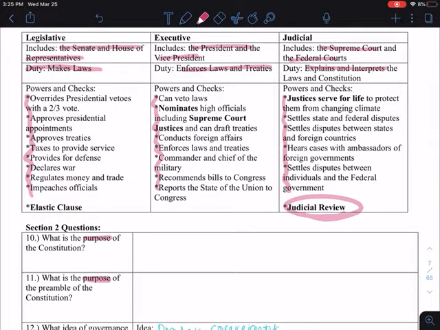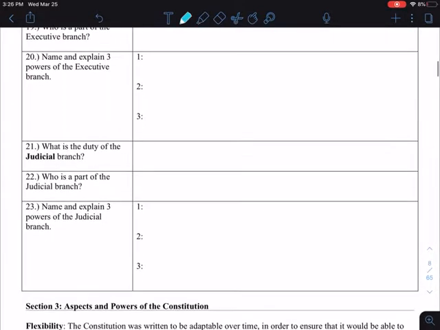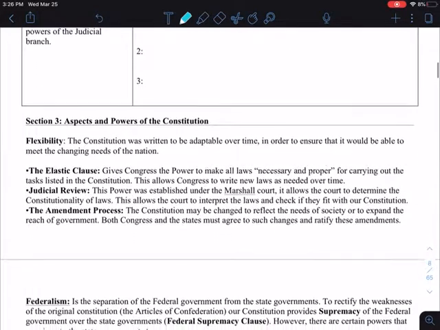Most notably, we want judicial review, and if we remember, this is Marbury versus Madison. That gives us the power of judicial review. Remember, that is to decide if laws are constitutional. So the constitutionality of laws. Good. Did we miss any questions? We got it. Okay. Section 3.